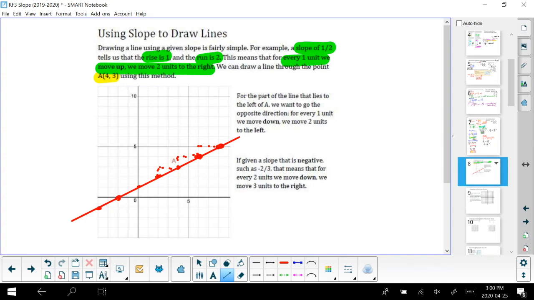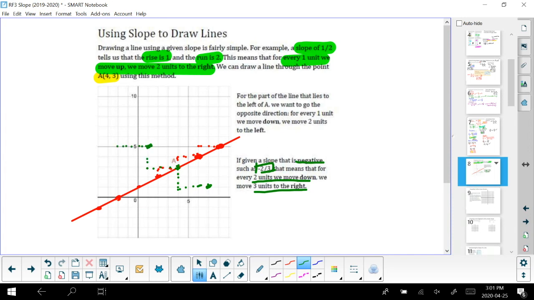So for every 1 unit we moved up, we moved 2 units to the right. Let's take a look at the second half of this example here. If we're given a slope that's negative, for example, let's say negative 2/3, I'm going to do this one in green. Let's start off again at point A. If our slope is negative 2/3, that means that for every 2 units we move down, we're going to move 3 units to the right. So we're going to go 2 down, 3 to the right, and that gives us a point there. We can't move any further to the right, so we're going to start back at point A, and we're going to do the opposite. We're going to move 3 to the left, and then 2 up.